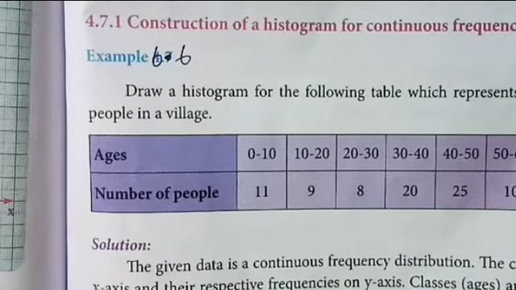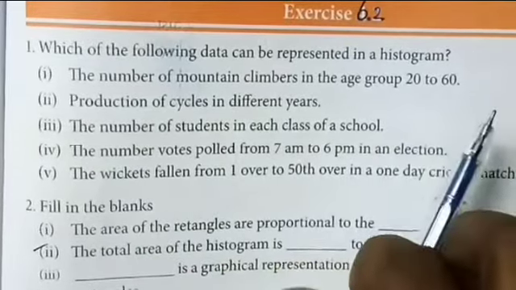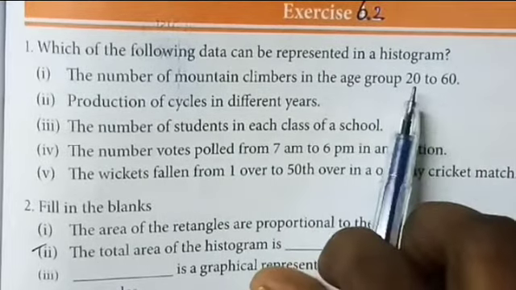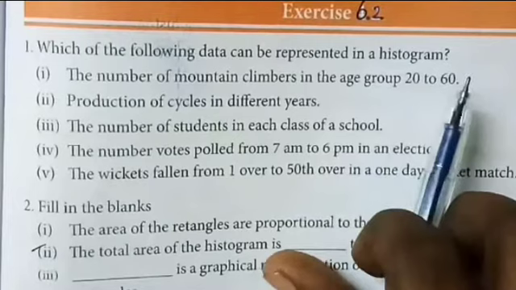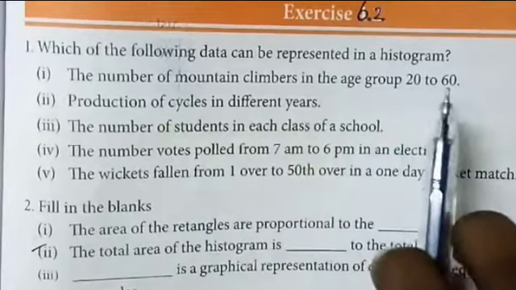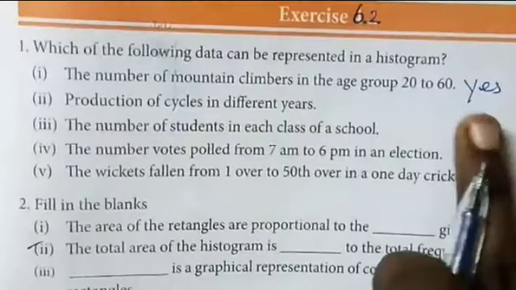Understand? Okay, so likewise, listen, the number of mountain climbers in the age group. They are climbing the mountains. Climbers means those who climb mountains. So this is the number of mountain climbers in the age group 20 to 60. We know that from 20 to 60 they are climbing the mountain.